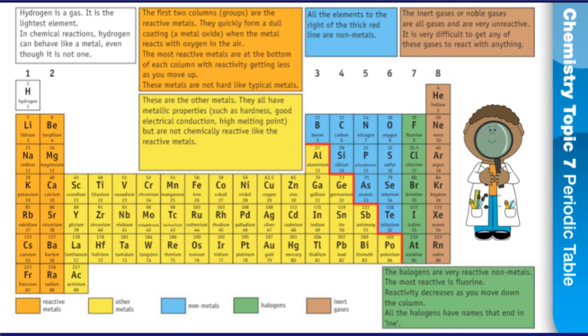Metals are found to the left of the thick red line and non-metals to the right, with the exception of hydrogen, which you can see on the top left-hand side in white. Many scientists helped to find the patterns to organize the periodic table, and the most famous one is Mendeleev.